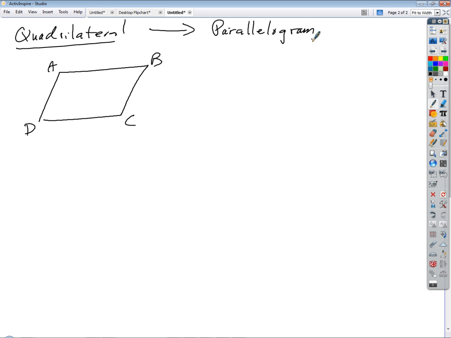Yeah, if we can prove that it contains two pairs of parallel sides, then by the definition of a parallelogram, we got it, right? That's not always convenient, but that's one way we could always do it, right? Because we know the definition of a parallelogram is clear cut. And we want to hypothesize maybe another way that we could do this. What do you think?